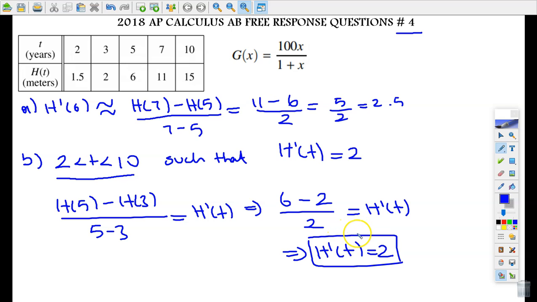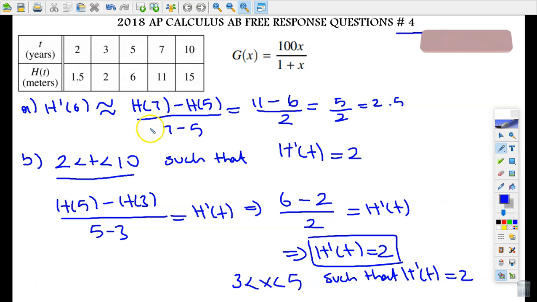So by the mean value theorem, there exists a value c, or value of t, on the time interval between 3 and 5, such that h prime t is equal to 2. That proves it. Alright, let's move on to part C.